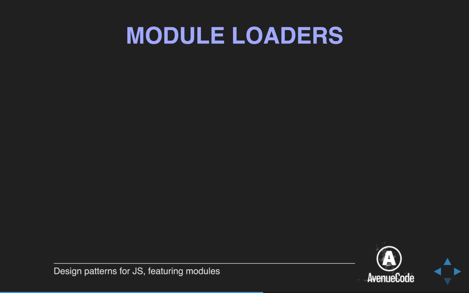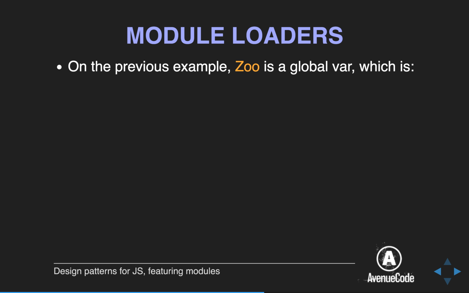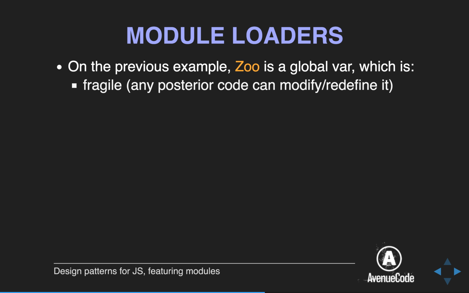And I have more about that, but first I need to talk about module loaders. In the previous example, Zoo is a global var. Being a global var, it's fragile because, as I mentioned, any posterior code can modify or redefine it. Or you can do this: var Zoo = undefined. That's possible because it's all global.